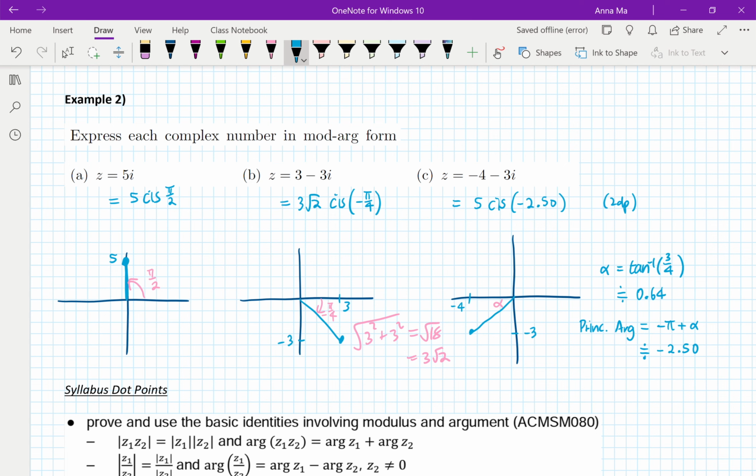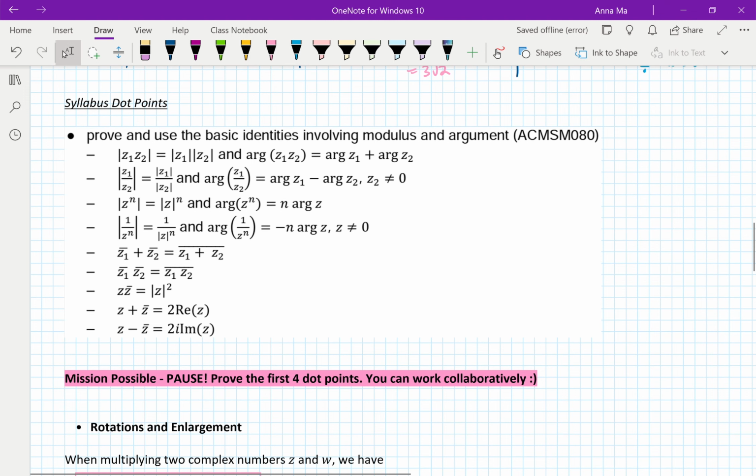I hope that was pretty straightforward. Now let's go back to the syllabus dot points. If you look at the part of complex numbers part 1, there's this whole list of dot points, but the syllabus does require you to prove and use these identities. So some of it we've already had a look at. For example, these ones are very easy to prove. That one I've already noted at the beginning of this video.